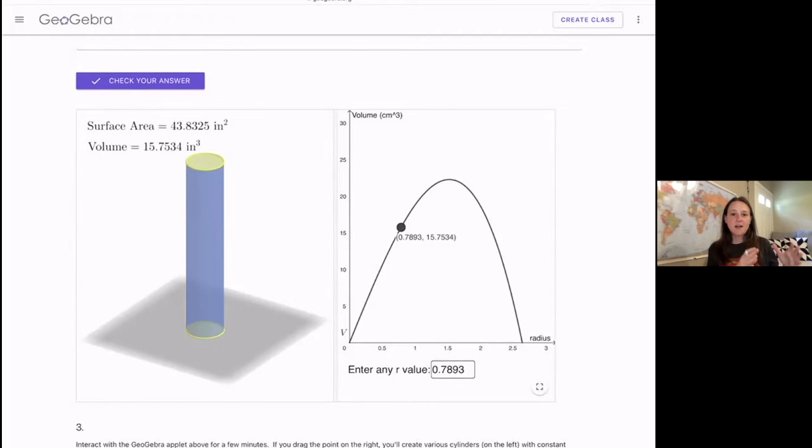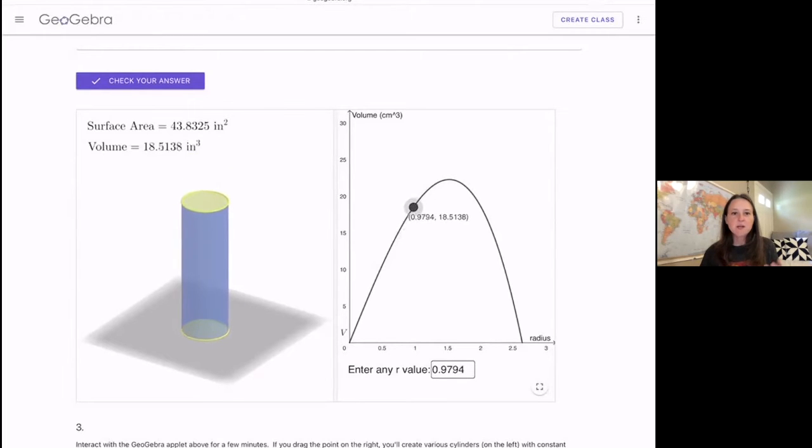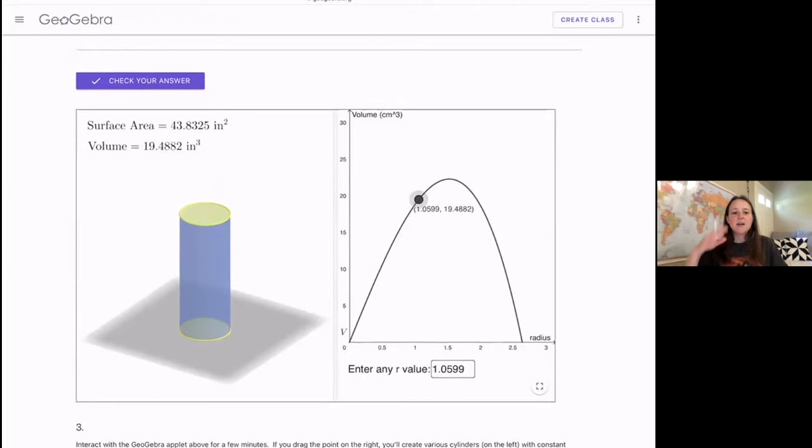So on the horizontal axis of the graph is the radius and then the corresponding volume. And we can see that there's a spot there where the volume maxes out. And you can just kind of drag this around. So right now the radius is about 0.7893. And then as I make the radius bigger, because we're holding the surface area constant, that height has to shrink so that we can use the metal to make the can wider, so it has to get shorter. And of course, there's the sweet spot.